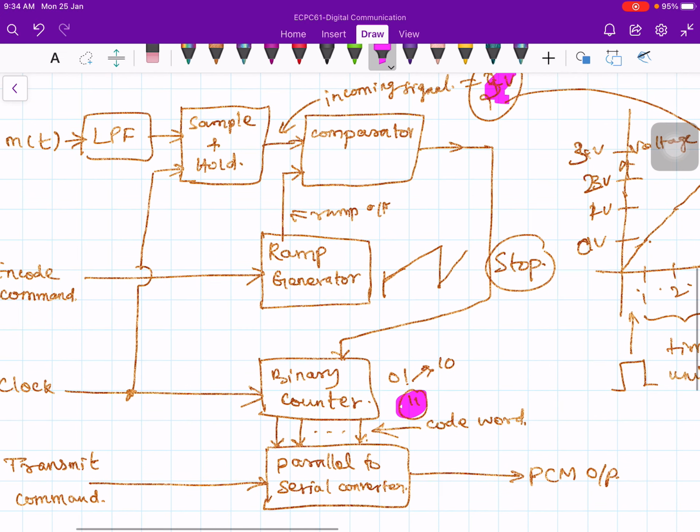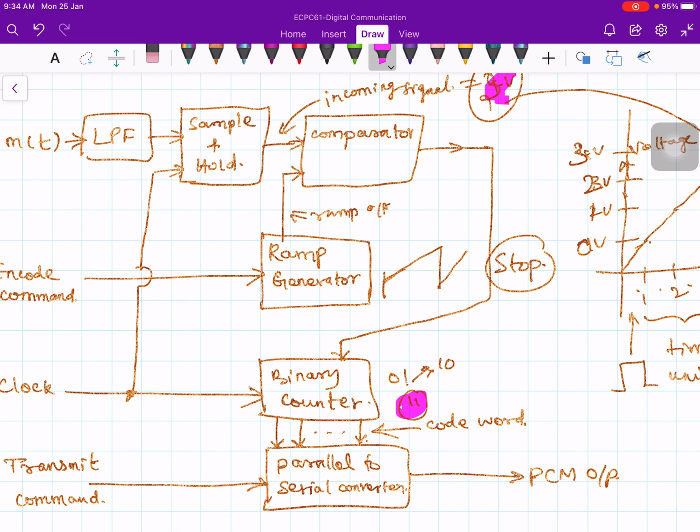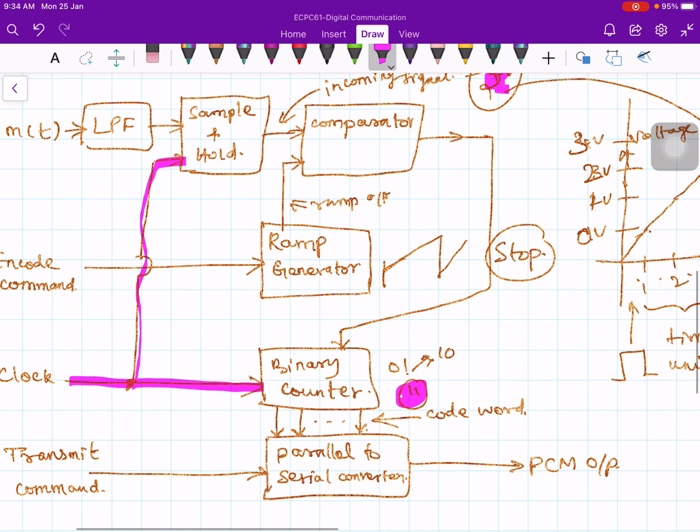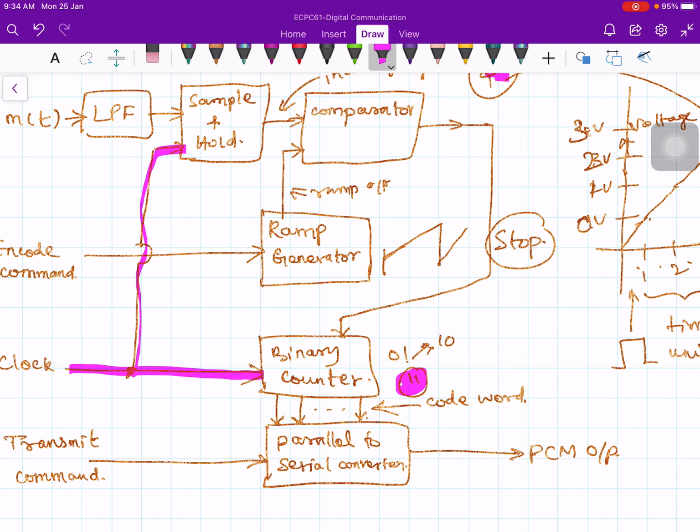Now you can ask a question, what is the connection between sample and hold and binary counter? See, these are on the common clock line. The clock is being counted. You apply the clock, and the clock is needed for the binary counter in order to count. So therefore the clock is being counted, and in that duration of time you need to hold the sample value.